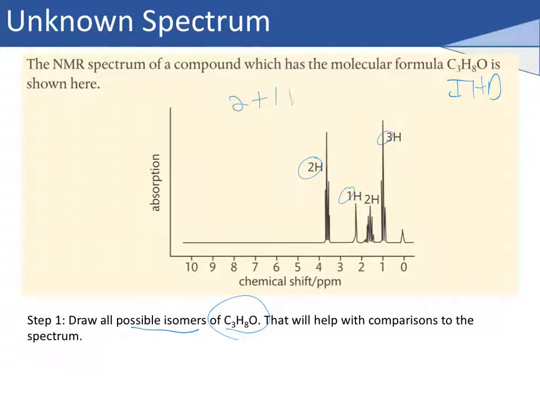So 2 plus 1 plus 2 plus 3 equals 8. So these are the actual number of hydrogens. We sometimes will see that these numbers, because they're a ratio, might match the empirical formula but not the molecular formula. That's just something to be aware of. So draw the isomers. What do you come up with? 3 carbons, 8 hydrogens. That's the maximum number of hydrogens. So they're all single bonds.